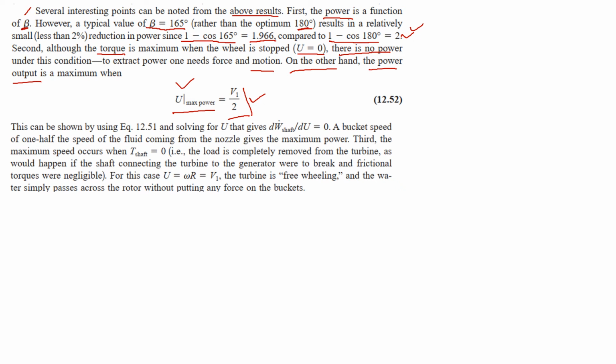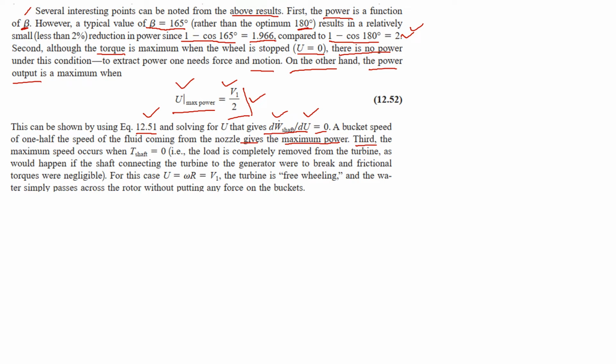This can be shown in equation 12.51, the one that is related to the shaft power. Solving for U, that gives the partial differential of the shaft power over the differential of the blade velocity equal to 0. A bucket speed of 1/2 the speed of the fluid coming from the nozzle gives the maximum power. So you can actually put this into the equation that we have for the power, and then derive another term that will give you the maximum power.